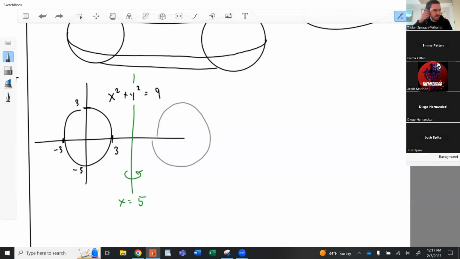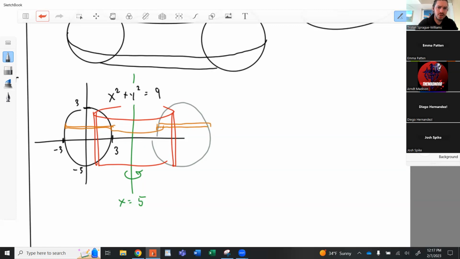There's a couple different approaches to this. We could set it up where we slice this direction and revolve around like this and do shells. Or we could slice it the other way, slice it like this and revolve it around and do washers. So how would you like to do it? Any preference? Maybe we could set up both and see which integral looks easier to solve.